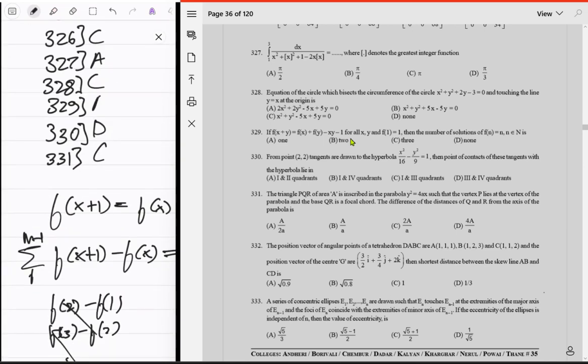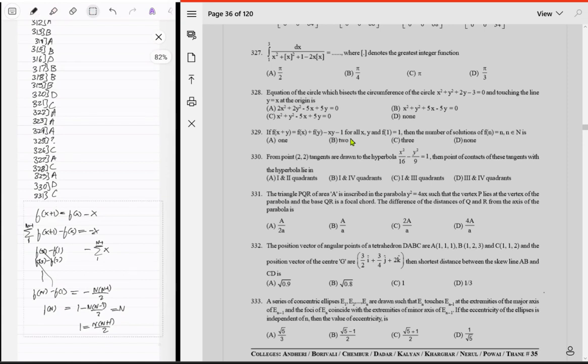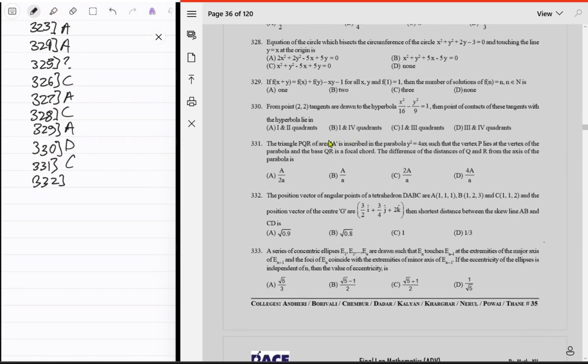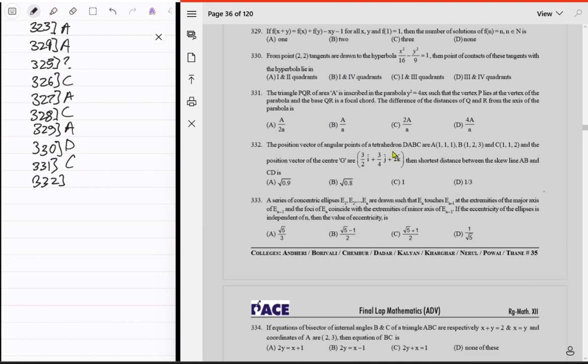Next question. 332. The position vector of the angular points of the tetrahedron DABC. Wait, what? DABC. Okay, D is also a point. ABC are given to you. And the position vector of the centroid G is this. Wait, you haven't given anything about D. And the shortest distance between the skew lines AB and CD is. Oh, okay, you gave G. So basically you have given D.